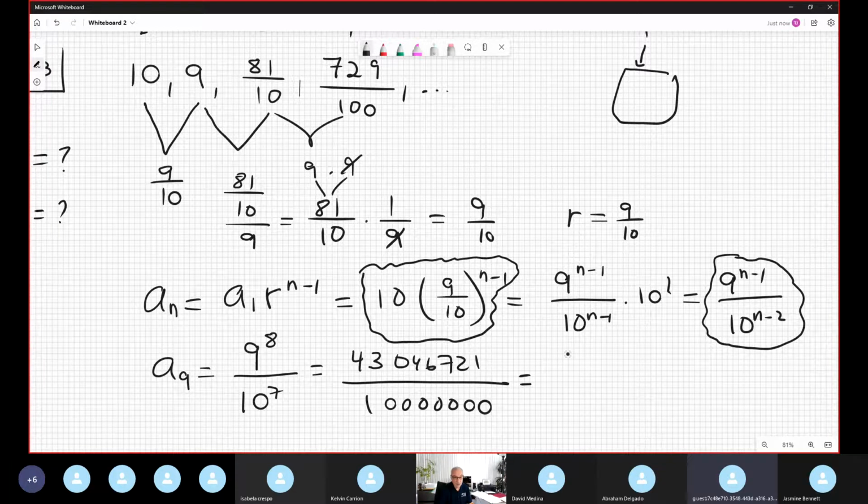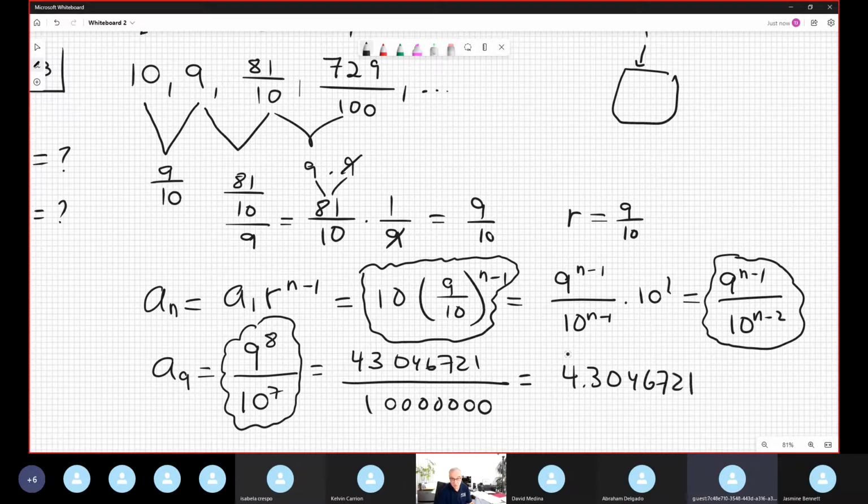This is like a fraction. Another student said, no, professor, I don't like that way. Okay, you put it in the calculator and you get the decimal approximation, which is 4.3046721. It's equivalent. Any question? Is it clear? Yes. Okay. Now you understand that part very well.